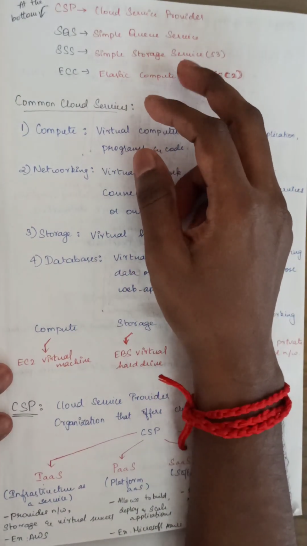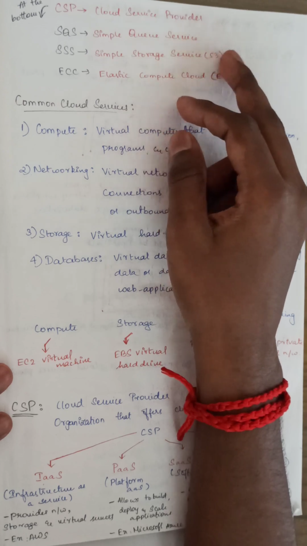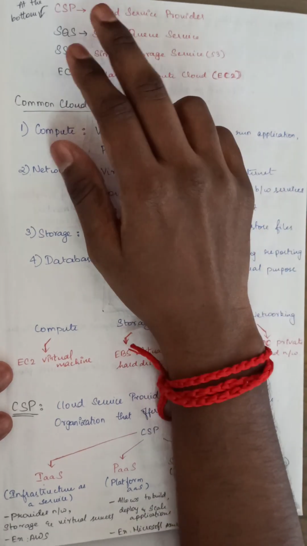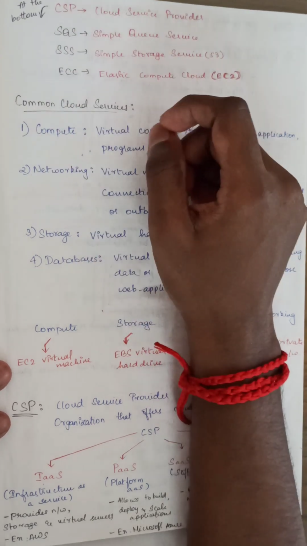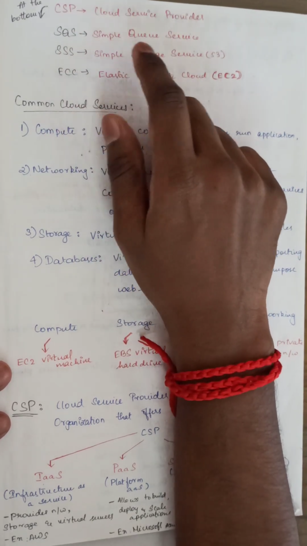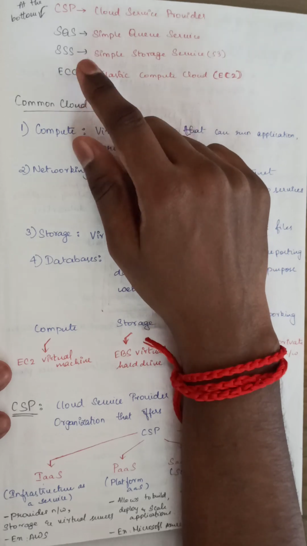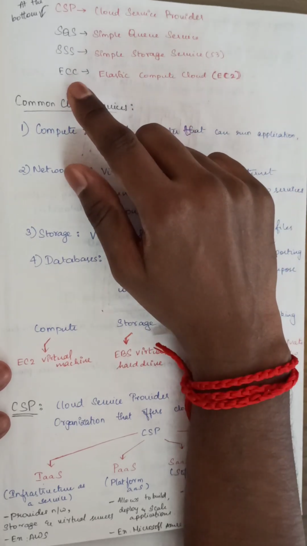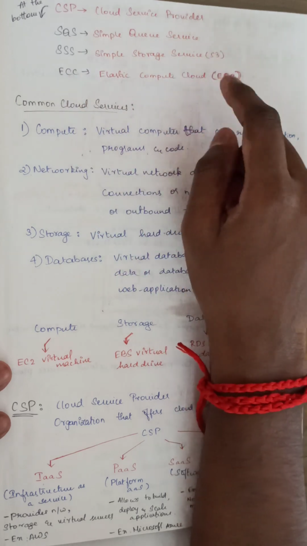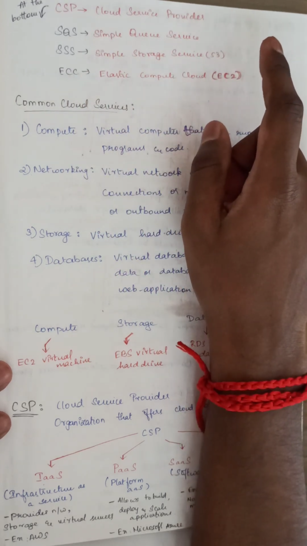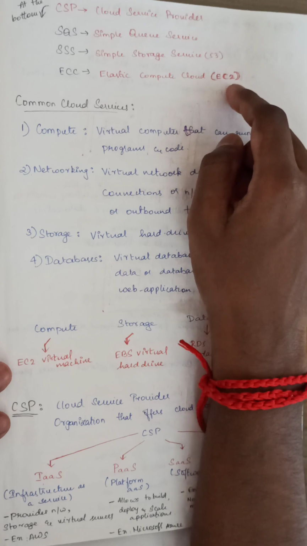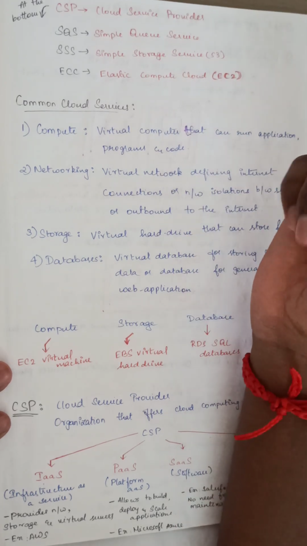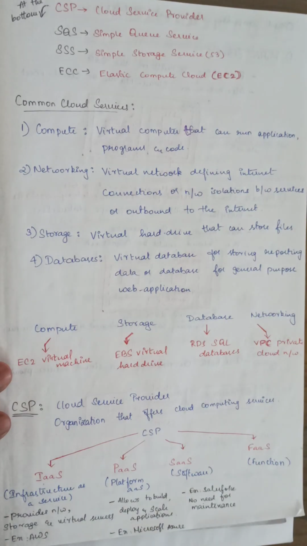Next, let's see some abbreviations here. These are pretty important and will be covered later in the next videos. The first is cloud service provider, CSP. The next is SQS, which is Simple Queue Service. Next is S3, that is Simple Storage Service. And after that it is EC2, Elastic Compute Cloud. Many companies use this EC2 instance to get storage, network, and compute resources from AWS.